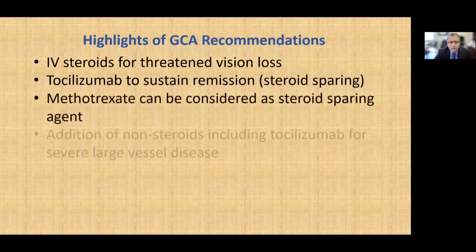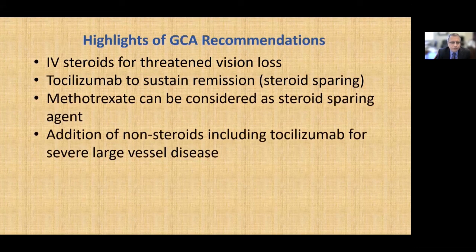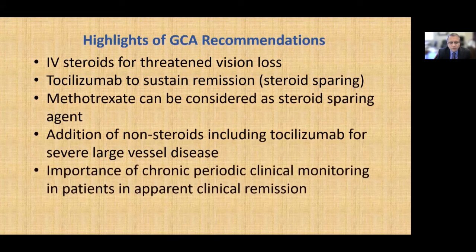Methotrexate can also be considered, and addition of these drugs when patients have severe large vessel disease, and the importance of chronic monitoring.